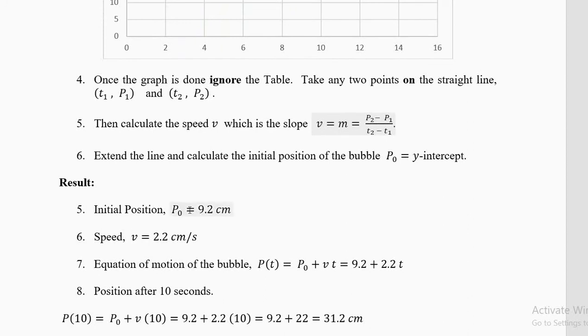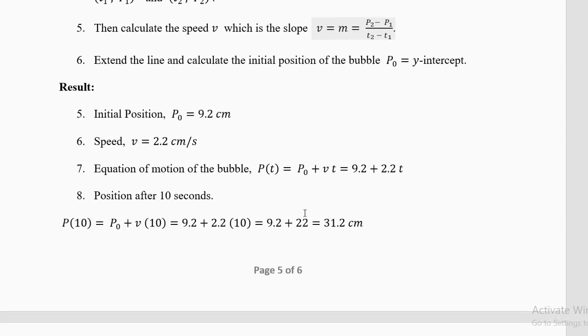Then the speed is 2.2 centimeters per second, and the initial position is 9.2 centimeters. Write the correct units. Then the equation of motion of the bubble is P of t, position as a function of time, is P0 plus velocity into time, which is 9.2 plus 2.2 into t. Now, if you want to know the position after 10 seconds, it will be P0 plus V into 10. Because t equals 10, it is 2.2 into 10 equal to 22, plus 9.2 is 31.2.